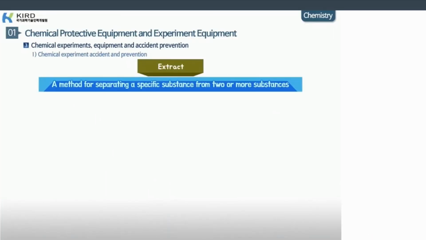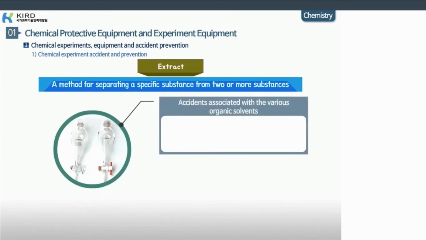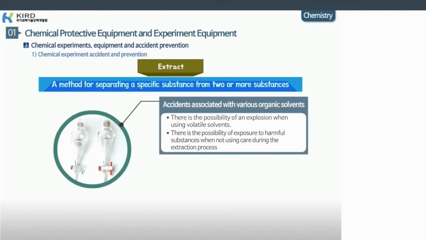Extraction is a method for separating a specific substance from two or more substances. Accidents associated with the various organic solvents may occur. There is the possibility of an explosion when using volatile solvents. There is the possibility of harmful substance exposure when not using care during the extraction process.